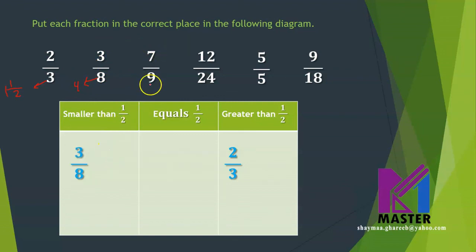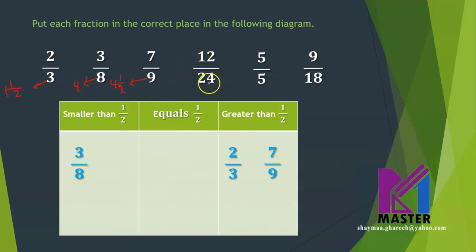Now, 7 over 9. What is half of 9? Half of 9 is 4.5, right? Is 7 greater than 4.5 or smaller? It's greater than 4.5, of course. So this fraction will be greater than half. So I will put it here, 7 over 9.